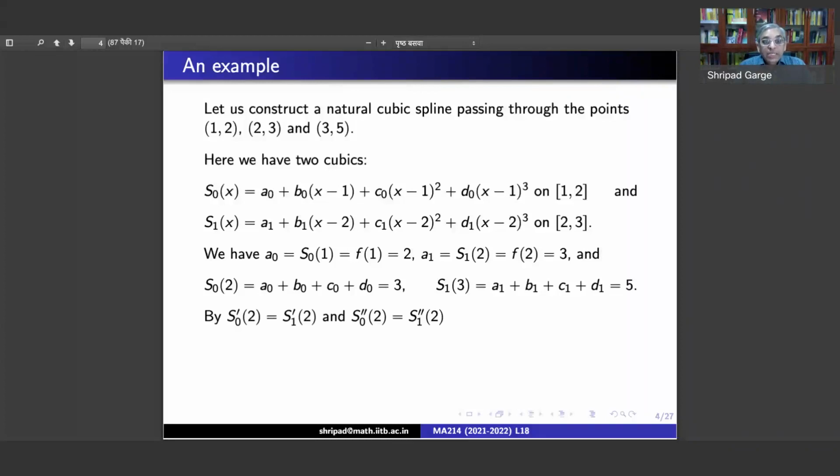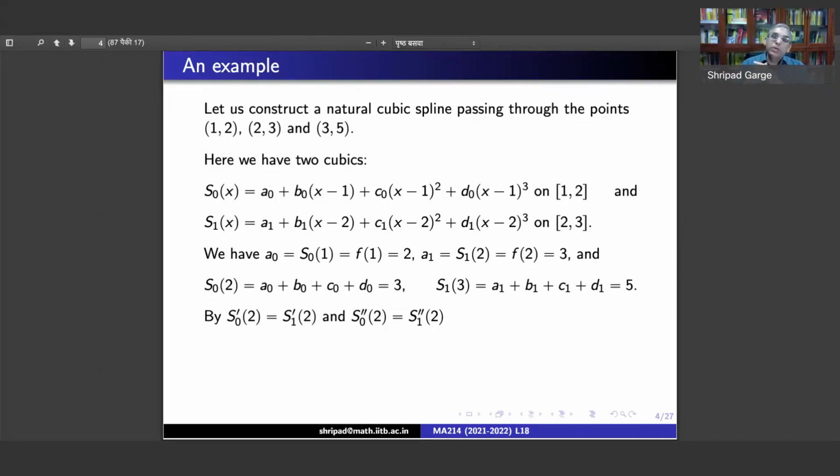We also have that S0 prime equal to S1 prime at 2 and S0 double prime equal to S1 double prime at 2. Remember, we had 8 unknowns. Out of them, we had values determined for A0 and A1. So there are 6 unknowns now. We would typically need 6 equations to compute 6 unknowns. If we want to determine them uniquely, we already have one condition which is S0 of 2 equal to 3 and another condition which is S1 of 3 is 5. So we have 2 equations now for 6 unknowns, and so we would need 4 more equations.